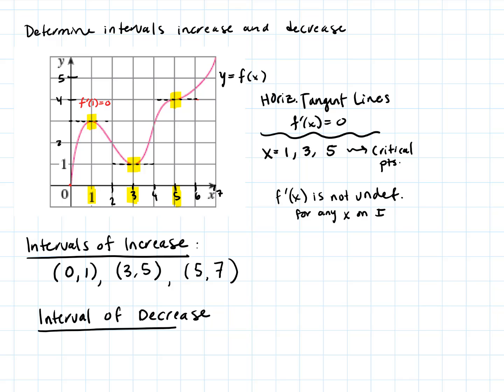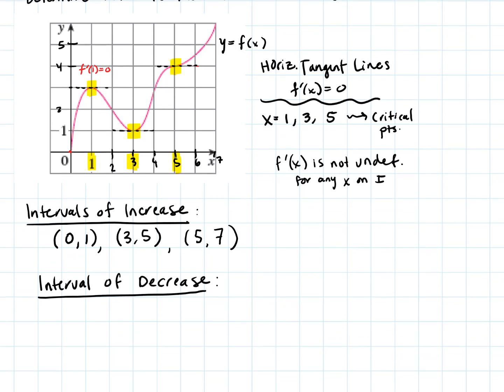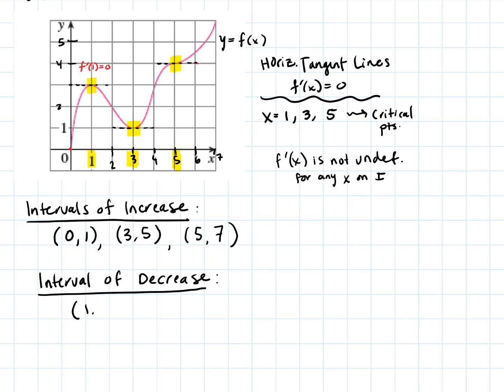So where is the interval of decrease? Well, the interval of decrease here is from 1 to 3. So we have an interval of decrease from 1 to 3. From this, we could also talk about, I didn't write it in the instructions, but we might as well also talk about the local maxes and the local mins. And there's actually only one of each.